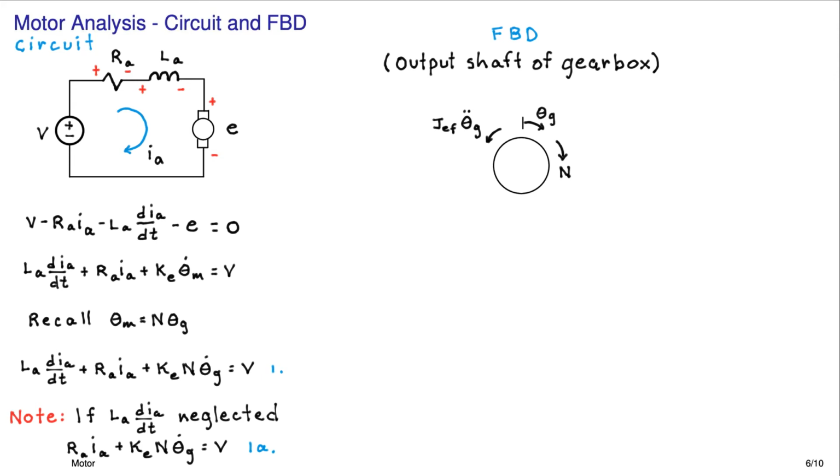Now let's also put on here the torque that is transmitted from the motor, that torque that's being applied to the armature inside the motor, going all the way through the gearbox to the output side of the gearbox. So here we have n eta tau m, where again eta is the efficiency of the gearbox.